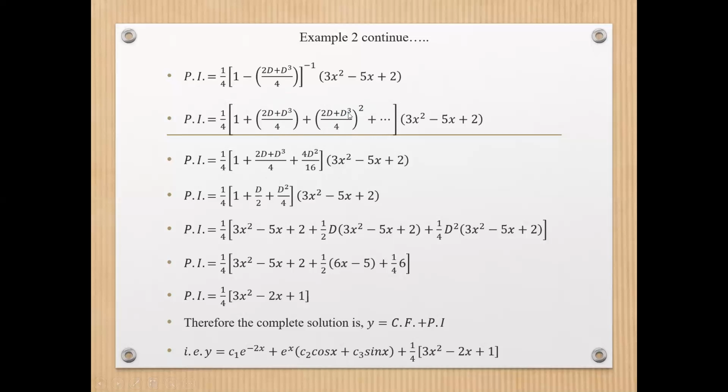Here is 2d plus d cube. We have to square this bracket. A is 2d and b is d cube. If we do the square of this, we get (2d plus d cube) squared. We have to use a formula. Which formula? (A plus b) bracket square. What do we get? A square plus 2ab plus b square. Okay, so 2d square is nothing but 4d square, plus 2 times the product of this, 4d raised to 4, plus d raised to 6, upon 16, plus and so on.